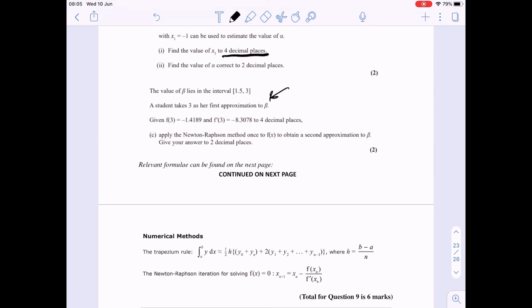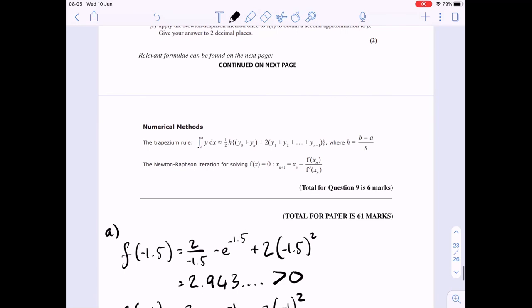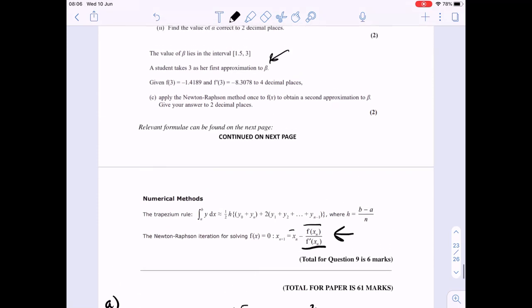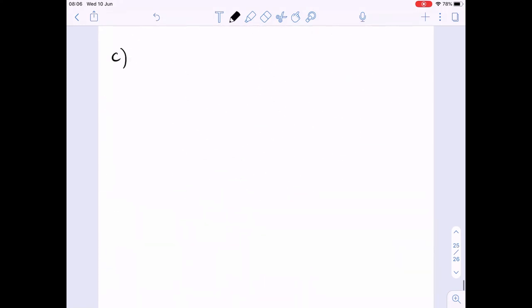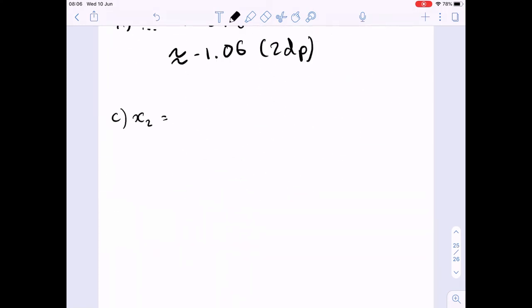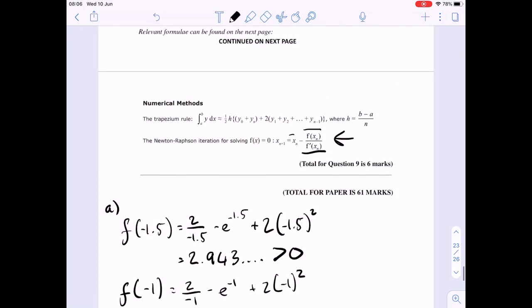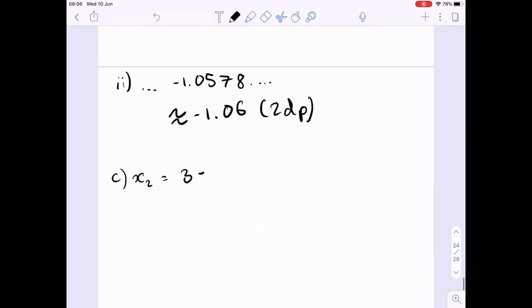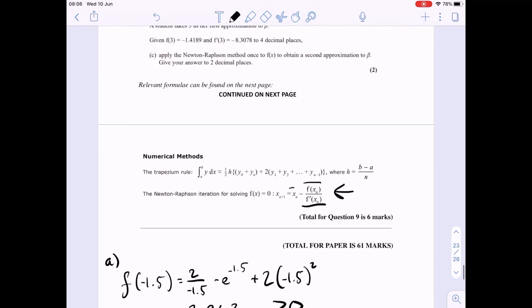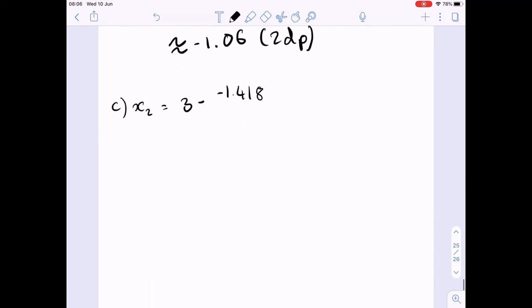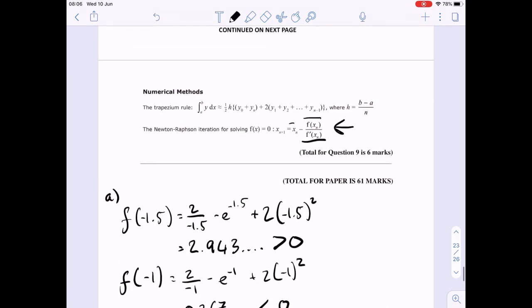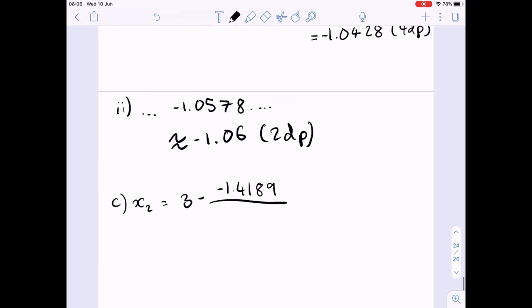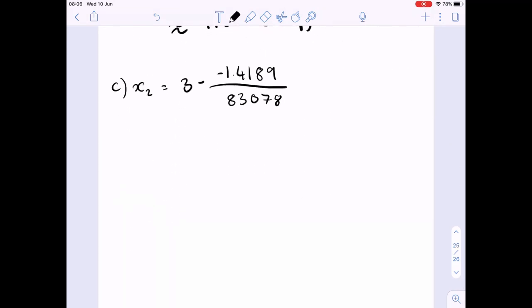Okay, so this is the first approximation, and we're asked to find a second approximation using the Newton-Raphson. Now, this is in your formula book, it's here. And thankfully they've given us f dashed of x, and they've also given us f of x. x, in this case, is going to be our first approximation of 3. Okay, so x2, I guess we could say, is going to be 3 minus, now let's just make sure we get everything in the right place, f of x, so we don't want the derivative yet, so minus 1.41... over the derivative, and the derivative was 8.3078. I think it was negative as well.